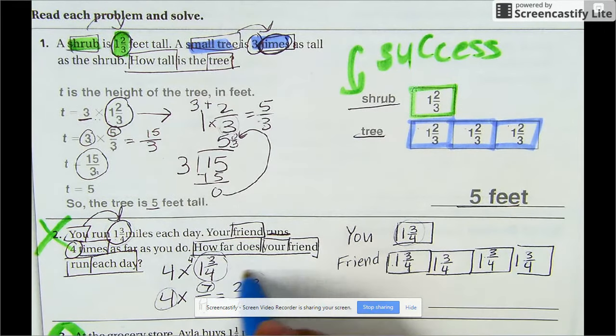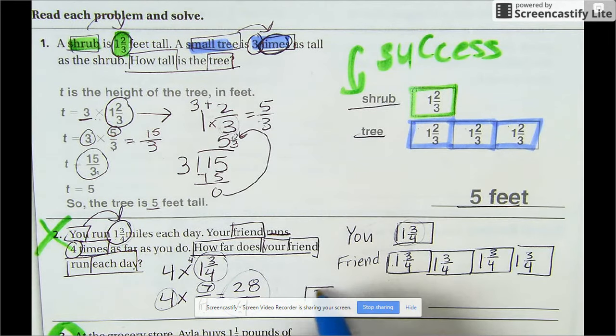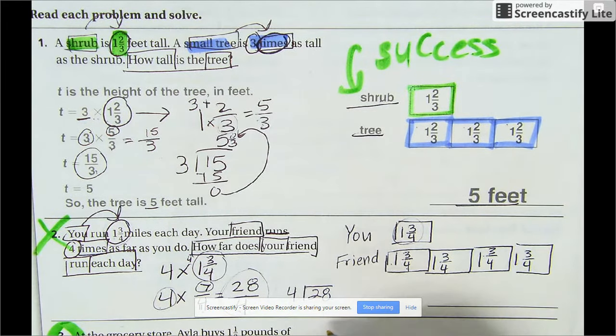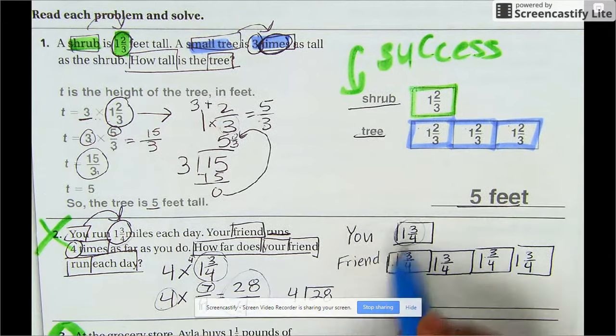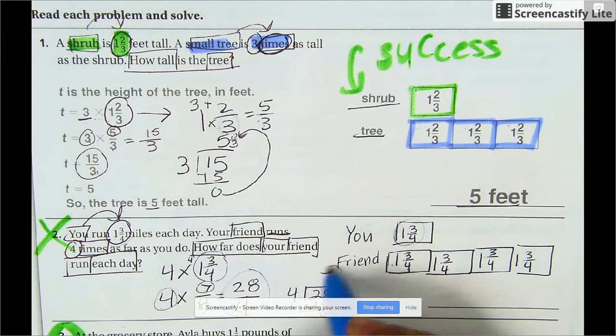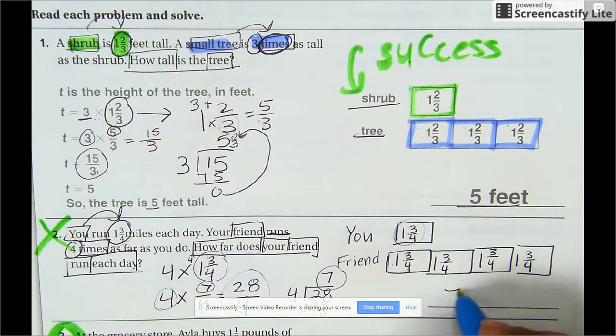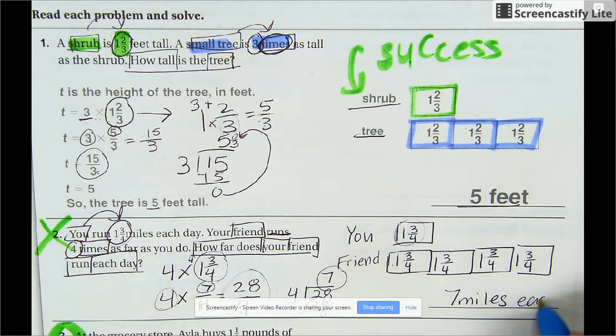Now this is not a successful answer because it's an improper fraction, so now I need to divide. 28 divided by 4. I can write it like this, 28 divided by 4. 4 goes into 28 7 times with no remainder. So this is my whole number, and that's a successful answer. So your friend runs 7 miles each day.